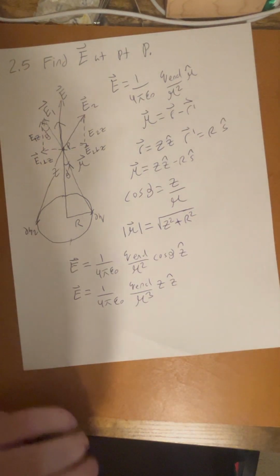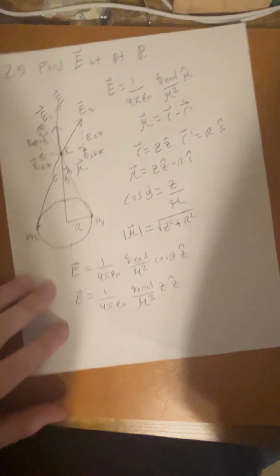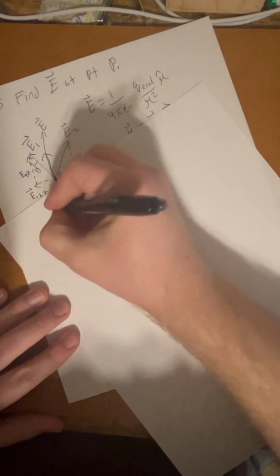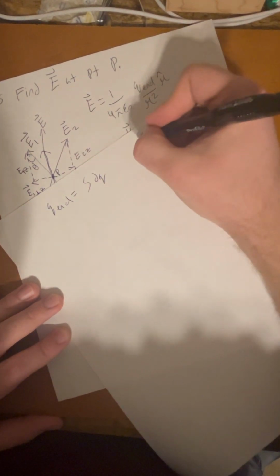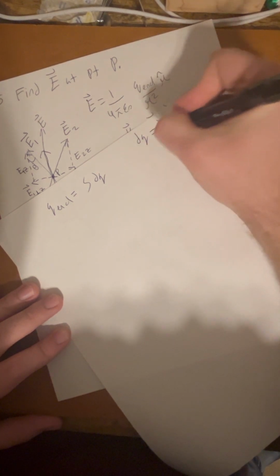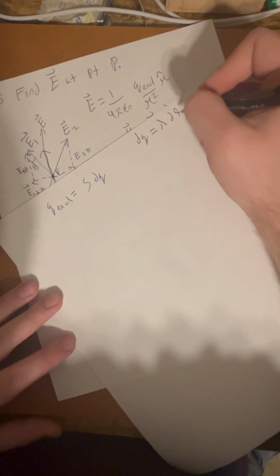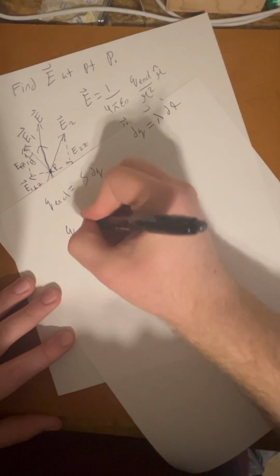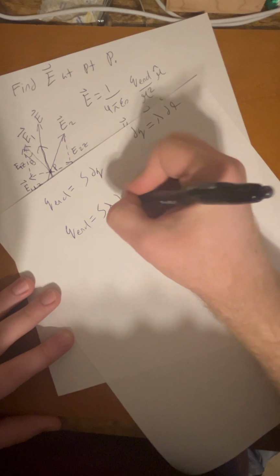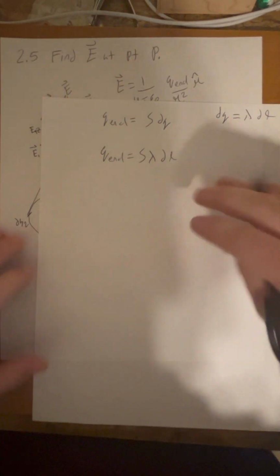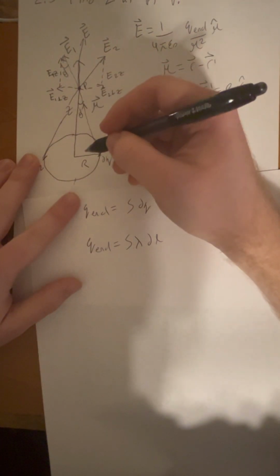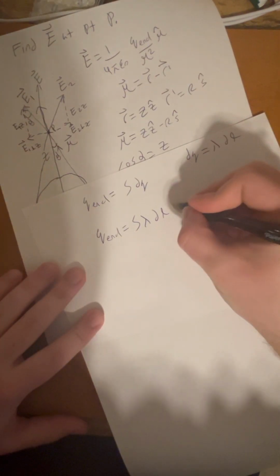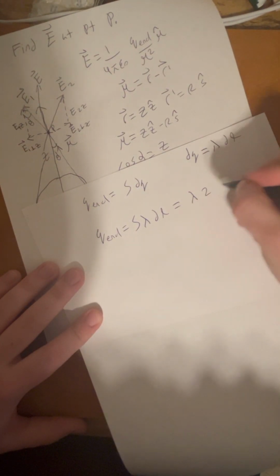Now we have to account for our charge enclosed. Our charge enclosed is going to be equal to the integral of dq. And we know that dq is equal to lambda dl because it's a uniform charge distribution. So we can say that q enclosed is equal to the integral of lambda dl. Now what is our dl? What dl are we integrating over? We're integrating over the circumference of the ring. So that's just a substitution we can make. So q enclosed will be equal to lambda times 2 pi big R, the radius.